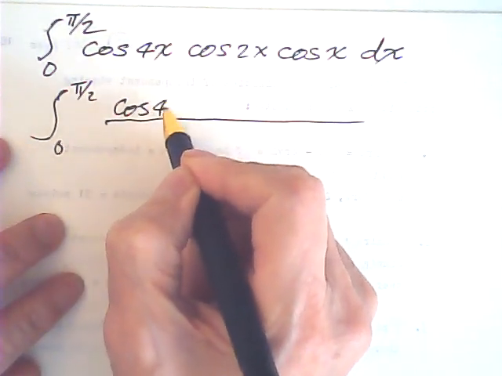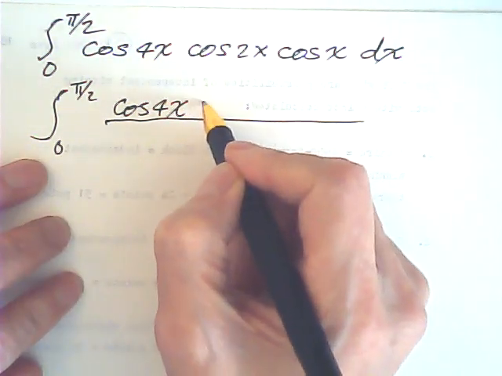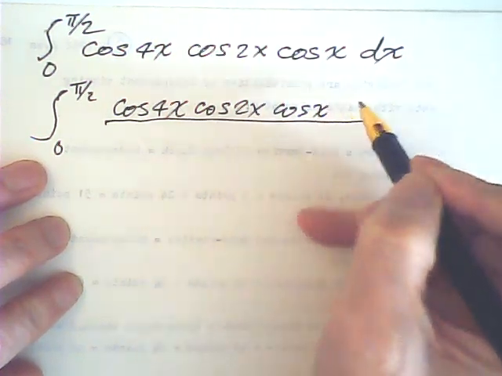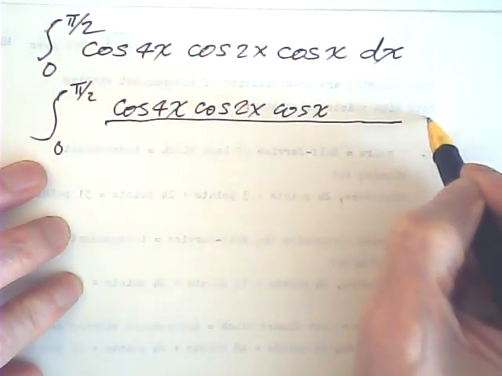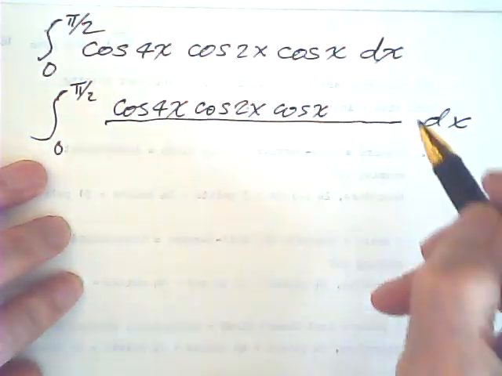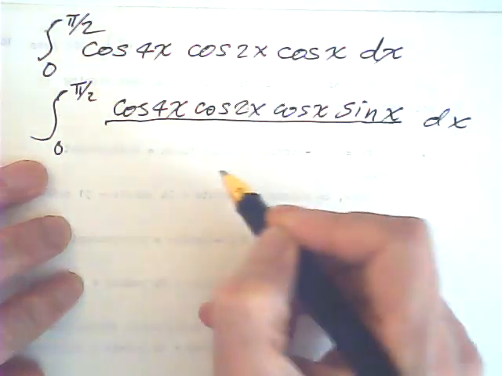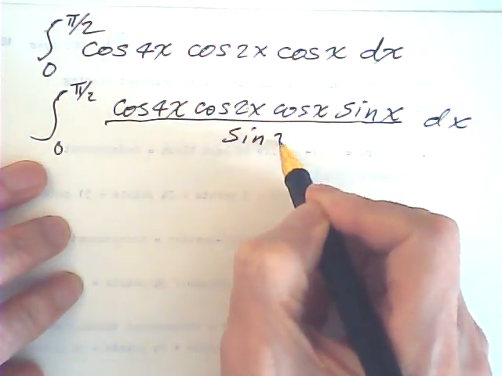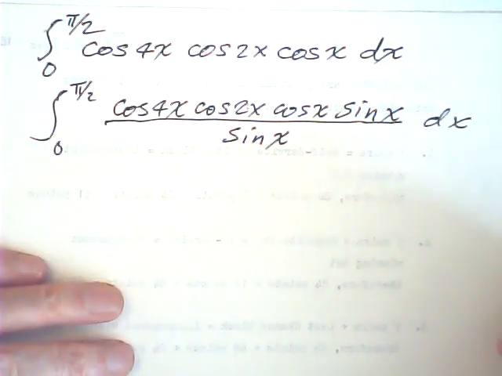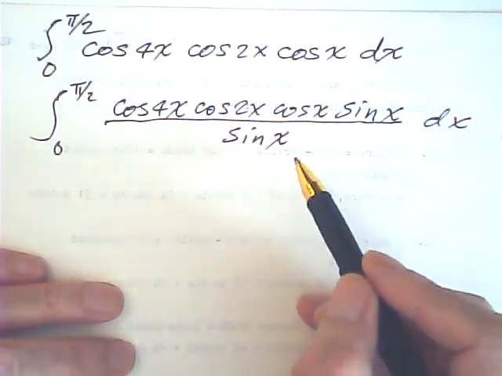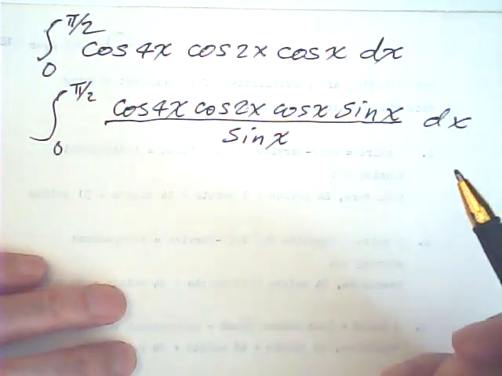cosine 4x, cosine 2x, cosine x dx. I multiply sine x both top and the bottom. Sine x is not zero, right? It's approaching zero. So it should be okay.